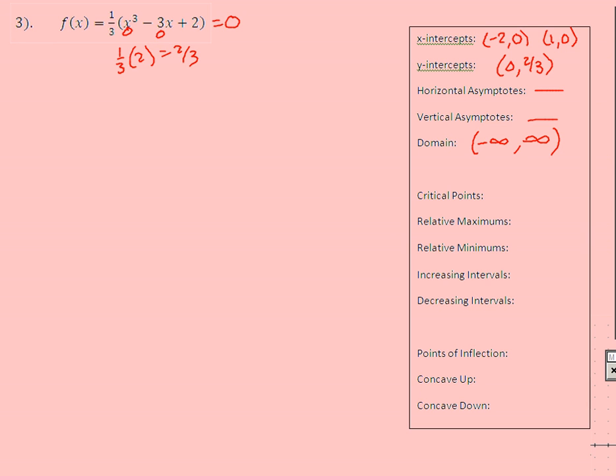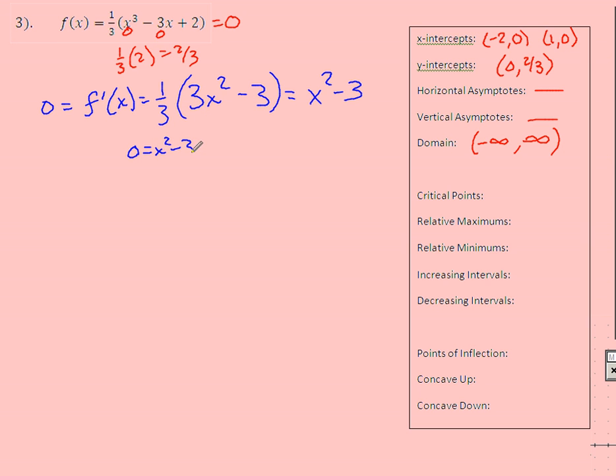Let's go and take a derivative and find critical points. Derivative of f of x: that constant out in front will stay out in front. We'll have then 3x squared minus 3. Okay, I'll distribute in that 1/3, and that means I'll have x squared minus 3 as my derivative. To find critical points, I'll set it equal to 0. That means 0 equals x squared minus 3, or 3 equals x squared. That means plus or minus the square root of 3 is what my critical numbers are.